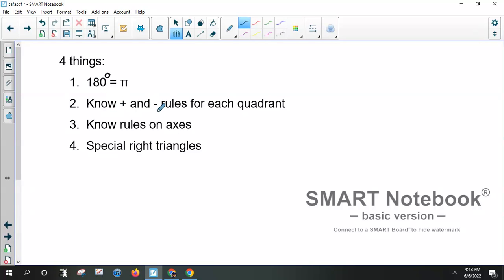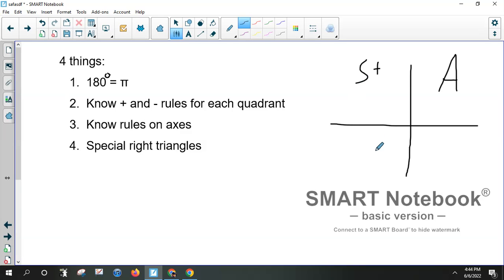We need to know the positive and negative rules for each quadrant. What I mean by that is we need to know what's positive in the first quadrant, what's negative in the first quadrant. Well, the good news is all trig functions are positive over here. In the second quadrant, sine and its reciprocal are positive. Hopefully you remember the reciprocal of sine. In the third quadrant, tangent is the only positive one, and its reciprocal, of course. And then in the fourth quadrant, cosine and its reciprocal are the only ones that are positive.